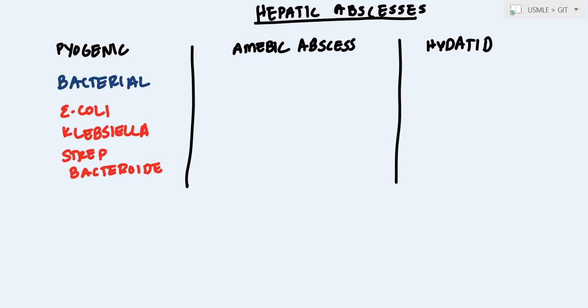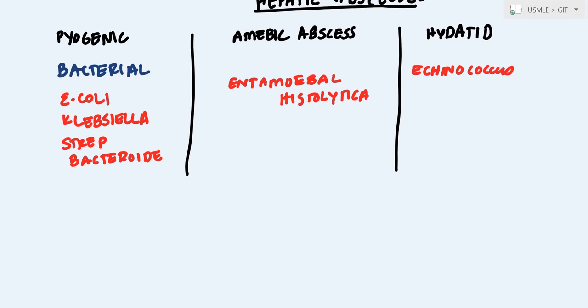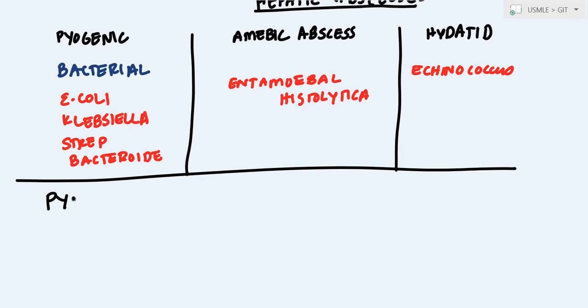And with amoebic abscess, there's only one. It's only Entamoeba histolytica. And with Hydatid, we're only going to be looking at the Echinococcus, which is the tapeworm. Okay, so let's start with the pyogenic first. So pyogenic is pretty much, in a nutshell, when you get a bacterial abscess formed in the liver.